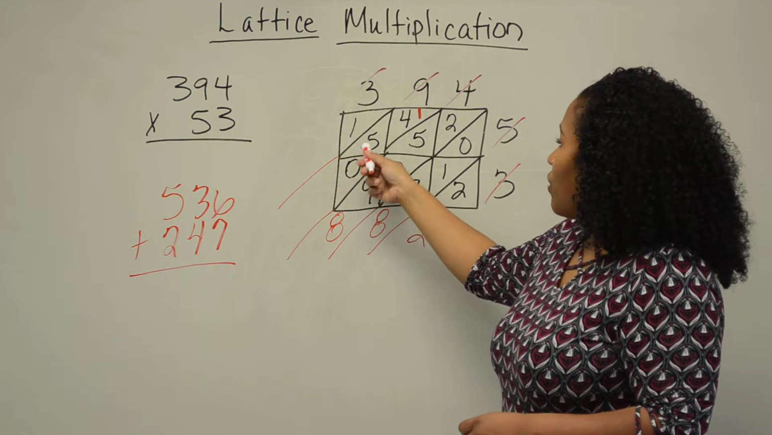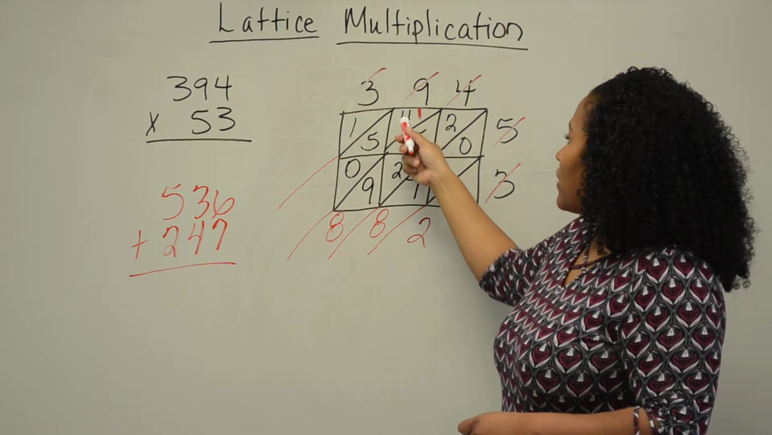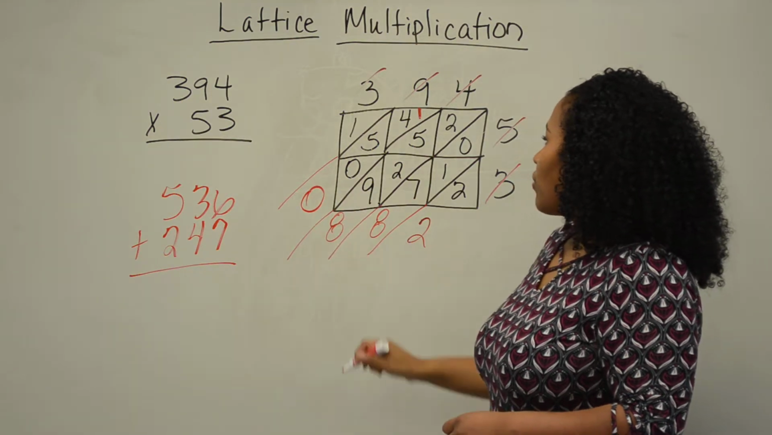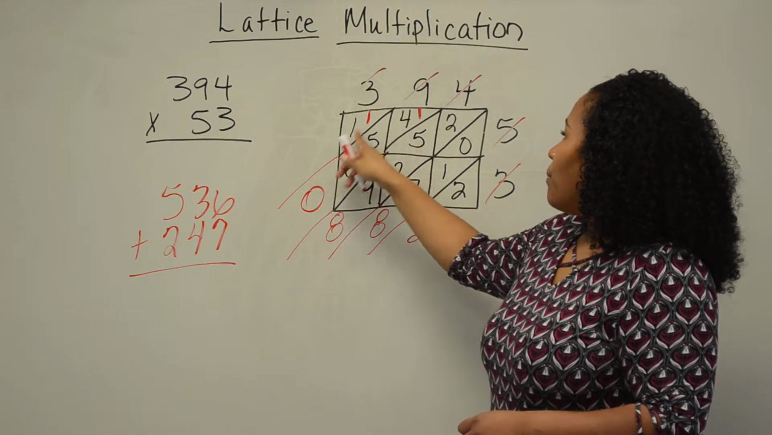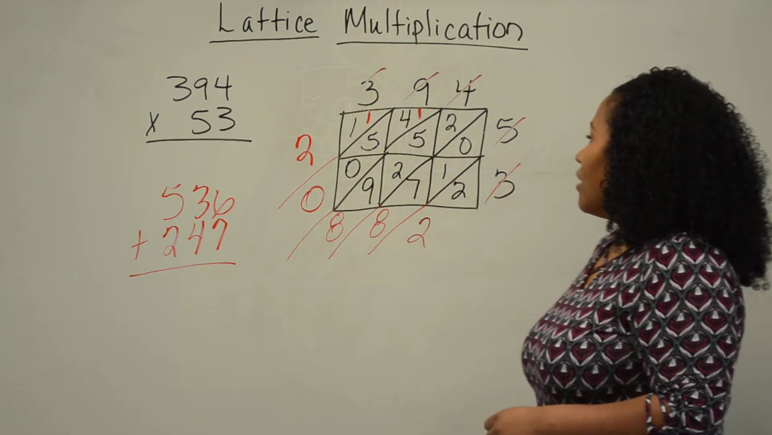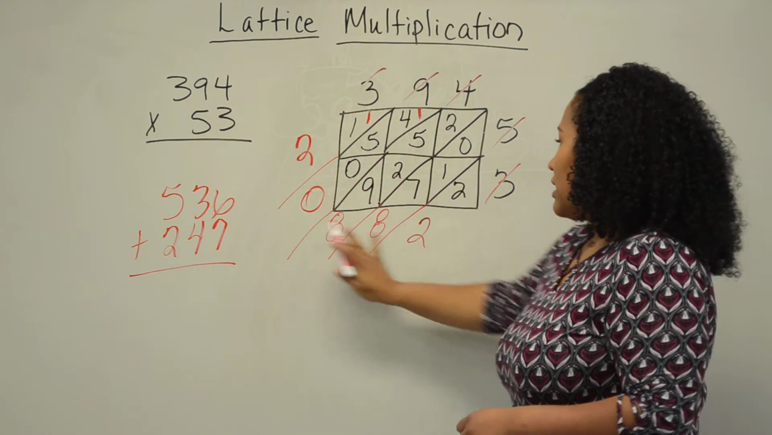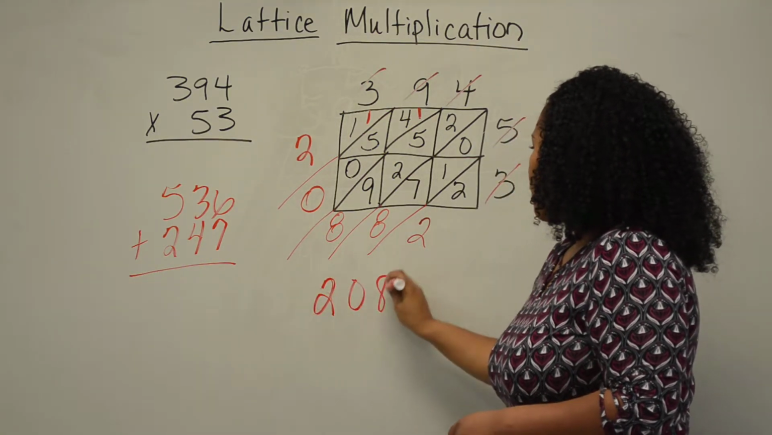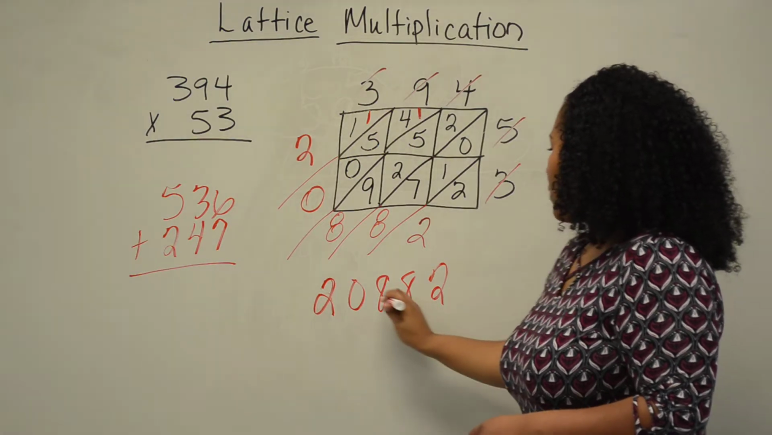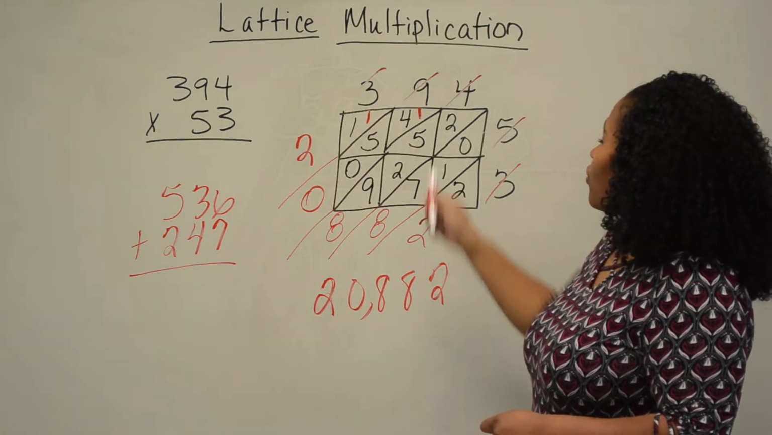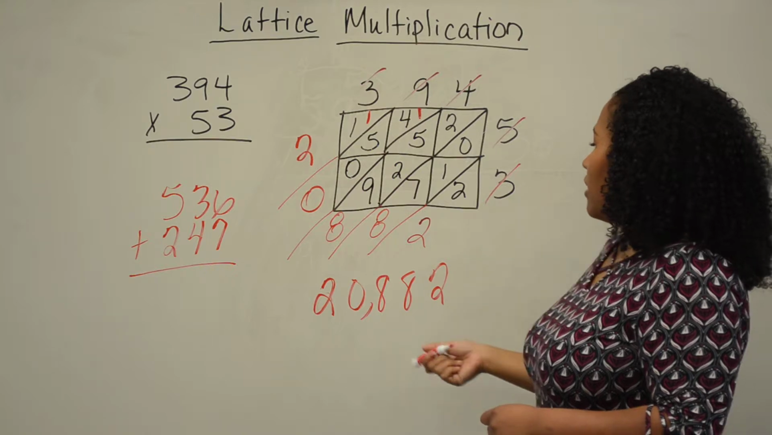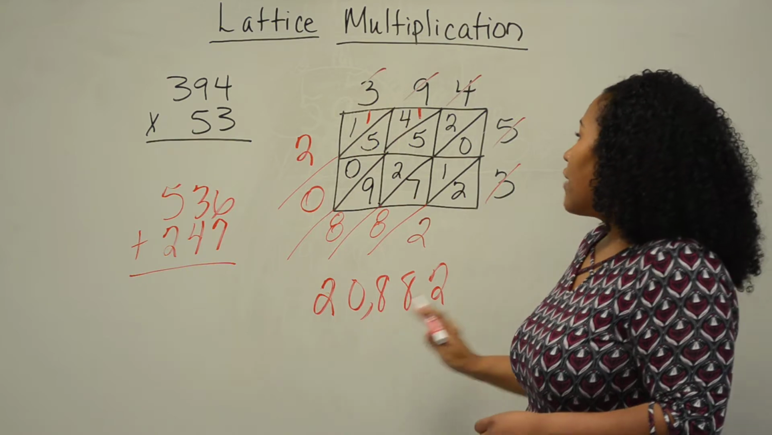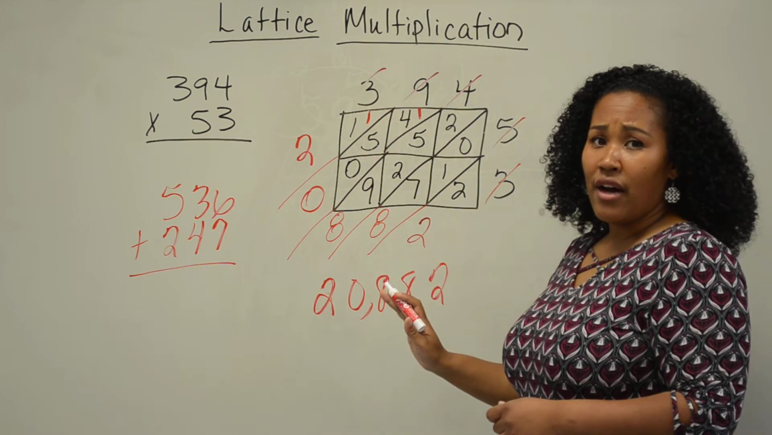So now I have a 0, a 5, a 4, and a 1. So 1 plus 4 equals 5. 5 plus 5 is 10. So I put the 0 there, carry my 1. 1 plus 1 equals 2. So now that we're done, you take these numbers on the bottom and rewrite them. Put in our comma. So 394 times 53, the product is 20,882.